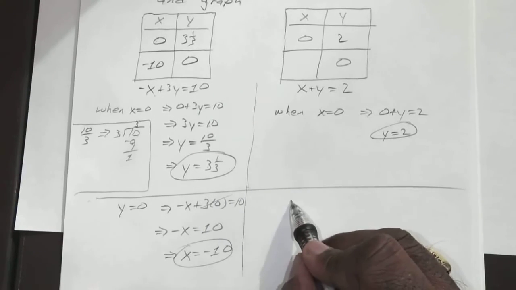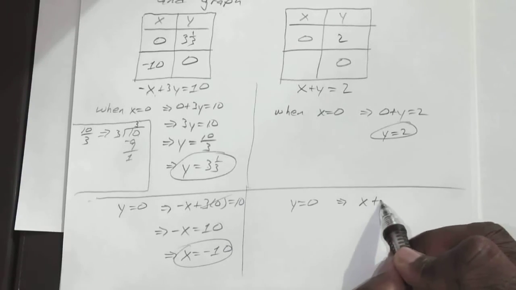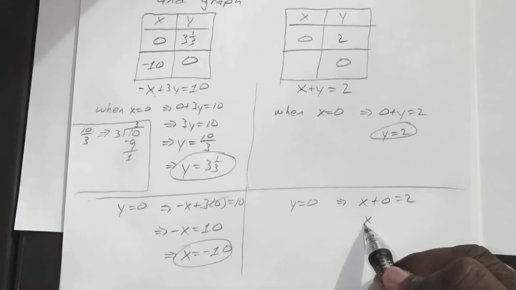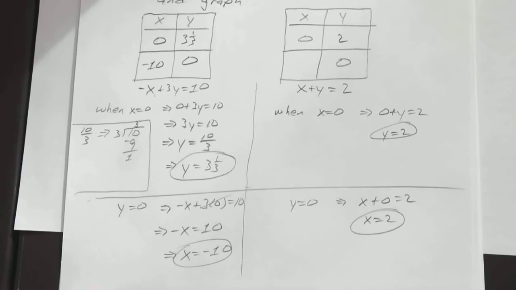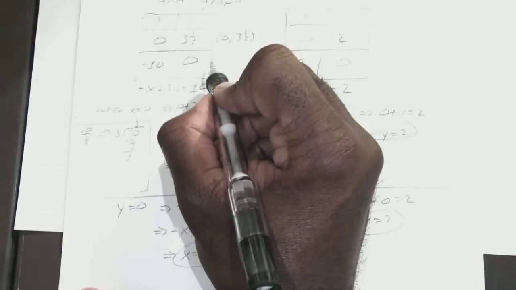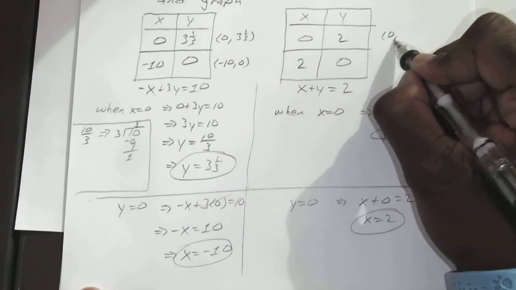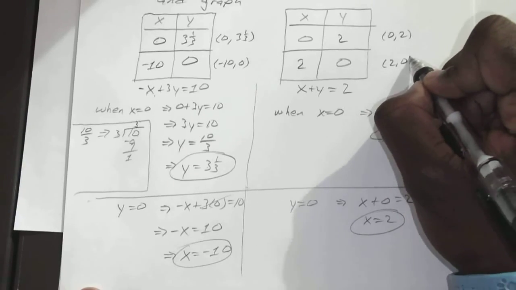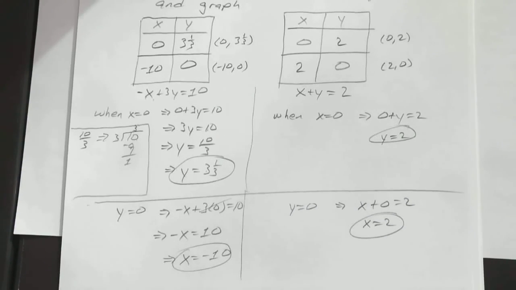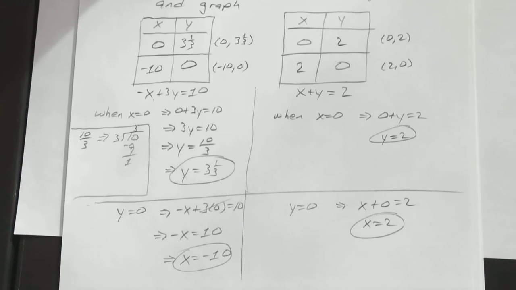For this one, when y is equal to 0, that gives us x plus 0 equals 2, or just x equals 2. Okay, so we can put our 2 right there. So for this one, we have 0 and 3 1/3, and we have the point -10, 0. And for this one, we have 0, 2, and the point 2, 0. So really, that's all we had to do, what we did before, was create a line.